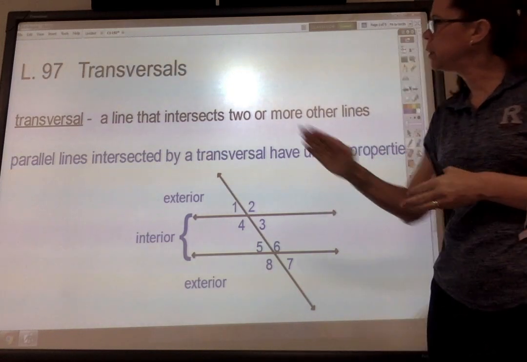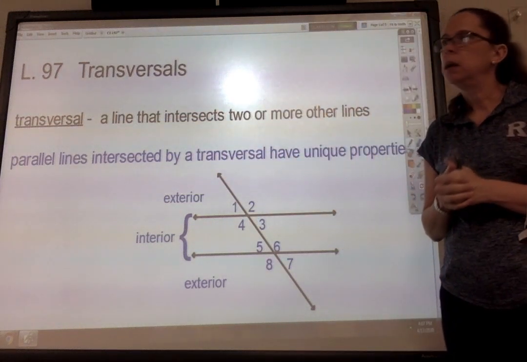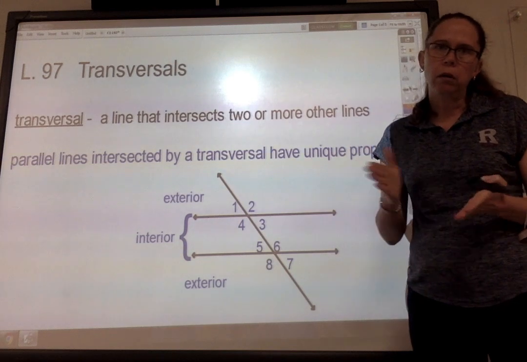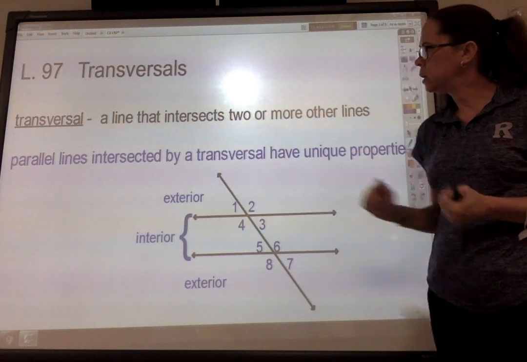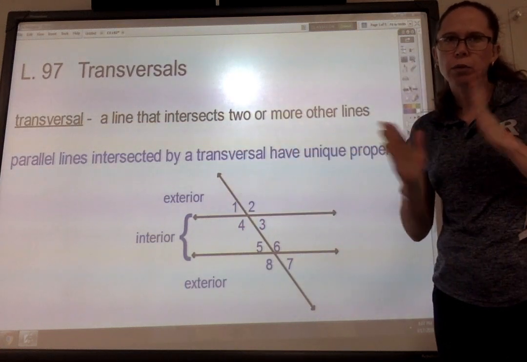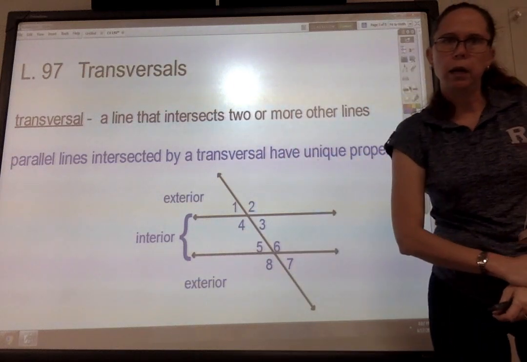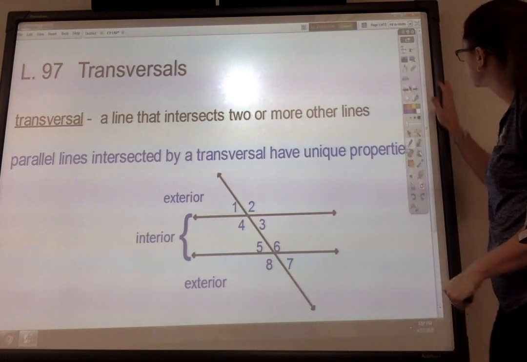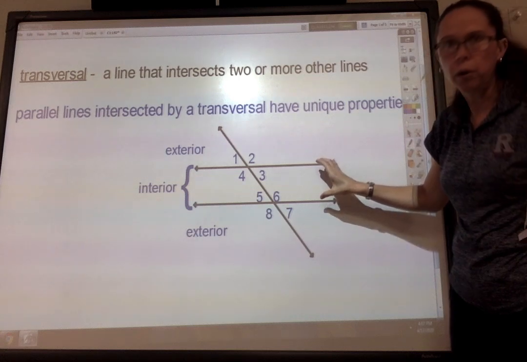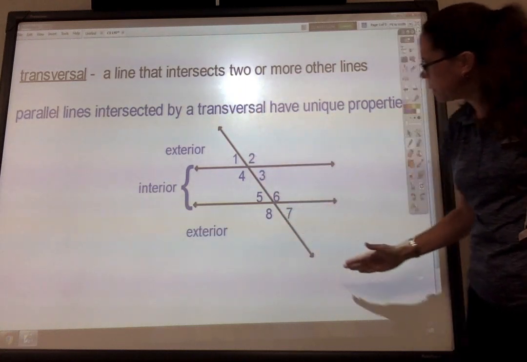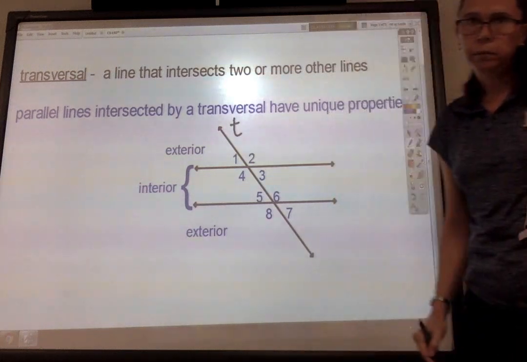Okay, transversals. A transversal is a line that intersects two or more other lines. Now, they don't necessarily have to be parallel lines that are intersected, but today we're talking about parallel lines that are intersected by a transversal, because there's a lot of special things that happen when we have a set of parallel lines that get intersected by a transversal. So I'm talking about these two lines as my parallel lines, and this line here is my transversal. I'll go ahead and label it T for transversal.